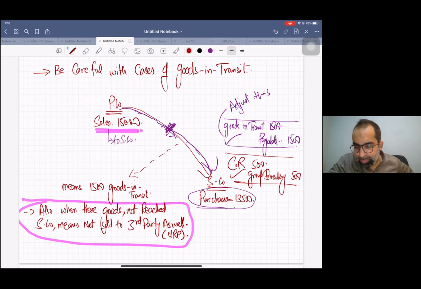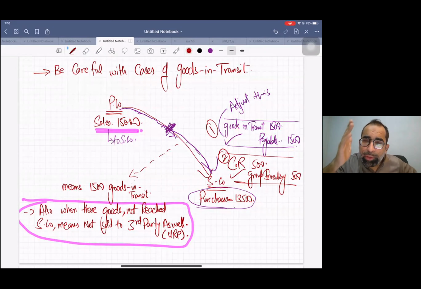First of all, adjust this entry. This is the first entry which you have to adjust, and this is the second. And you know, the entries are not mandatory. If you don't want to make an entry for URP, no need at all. Ignore it. Just directly adjust CR and group inventory.